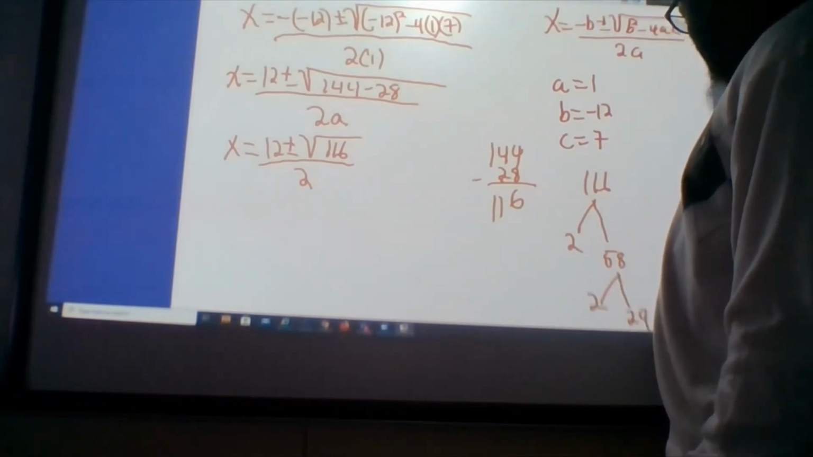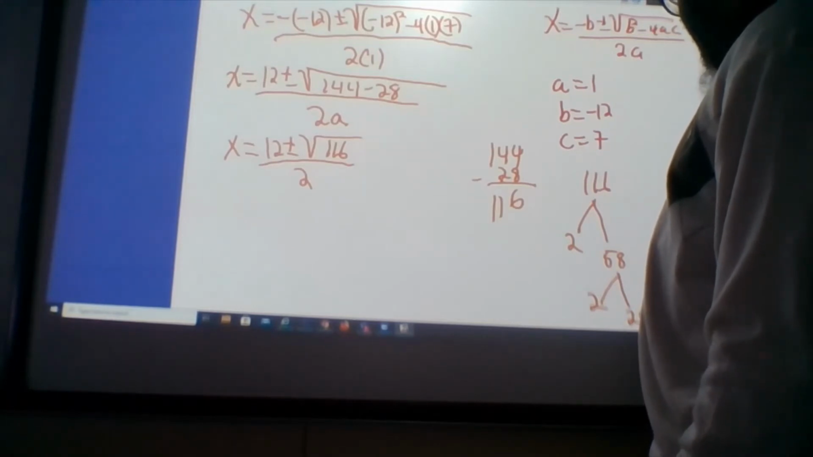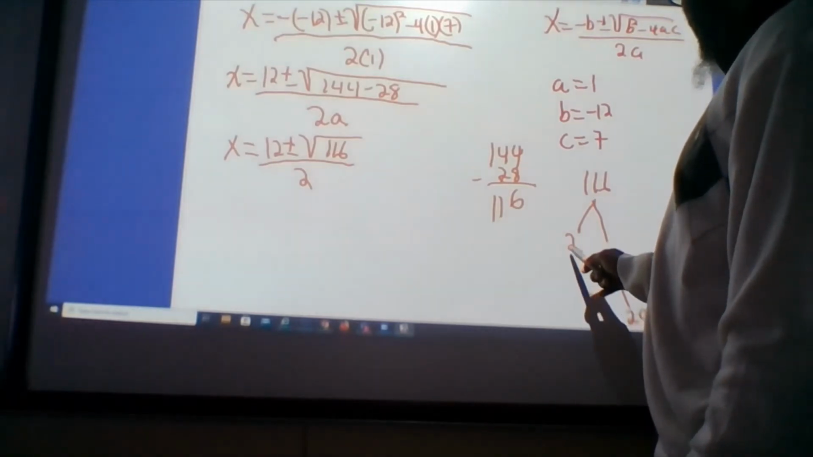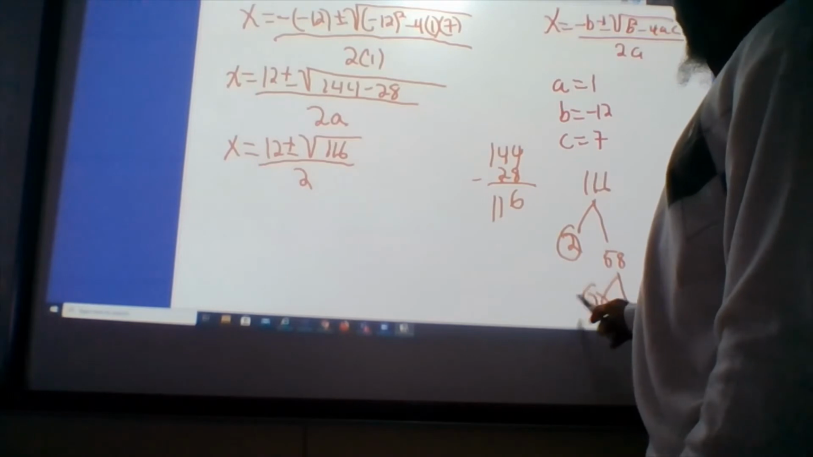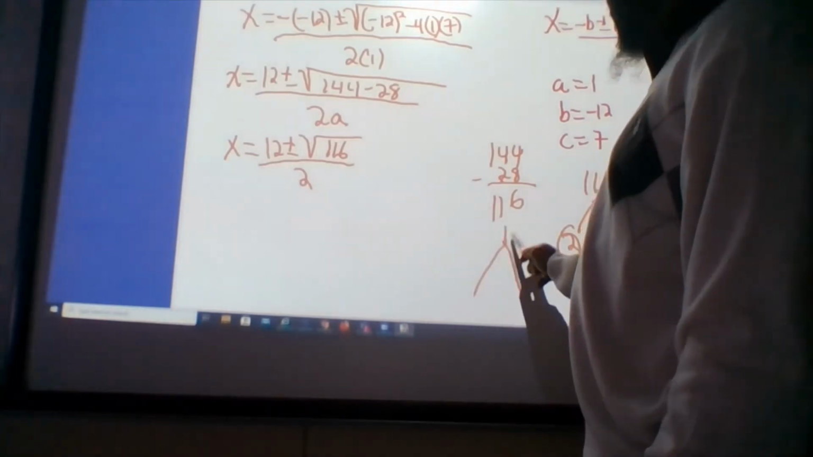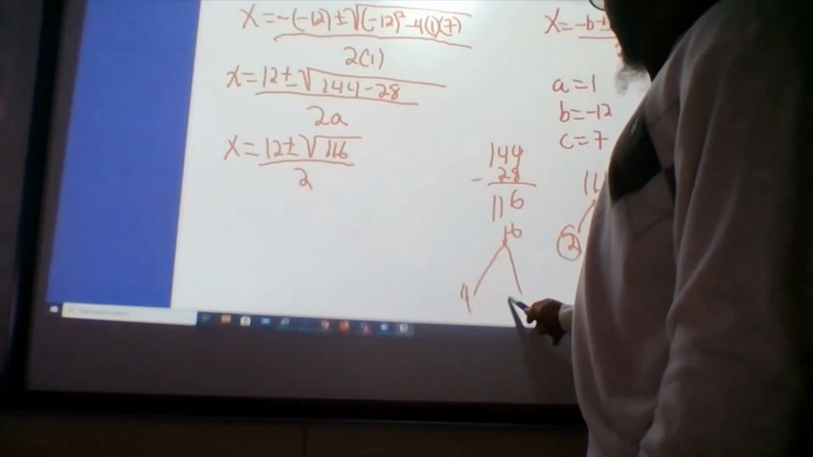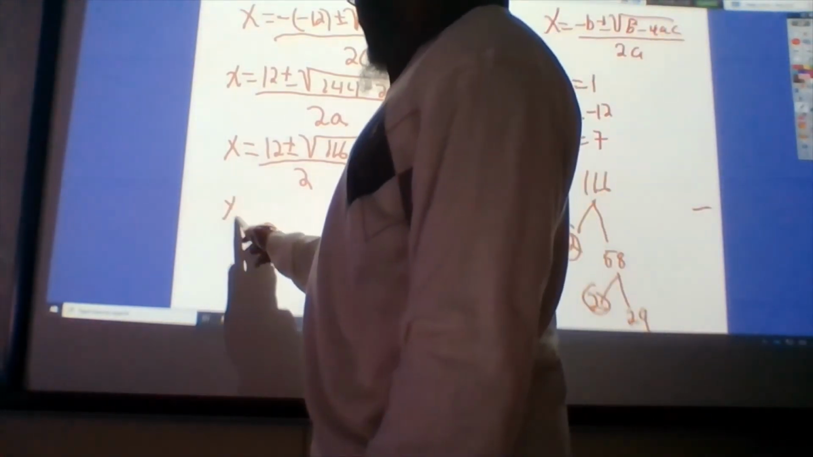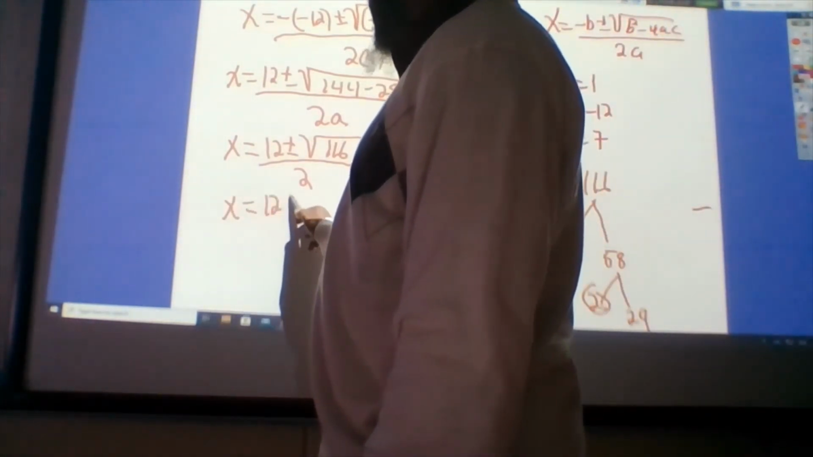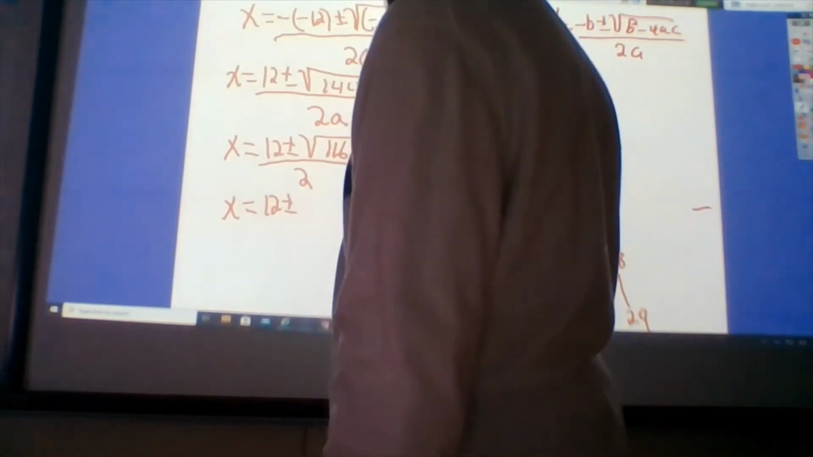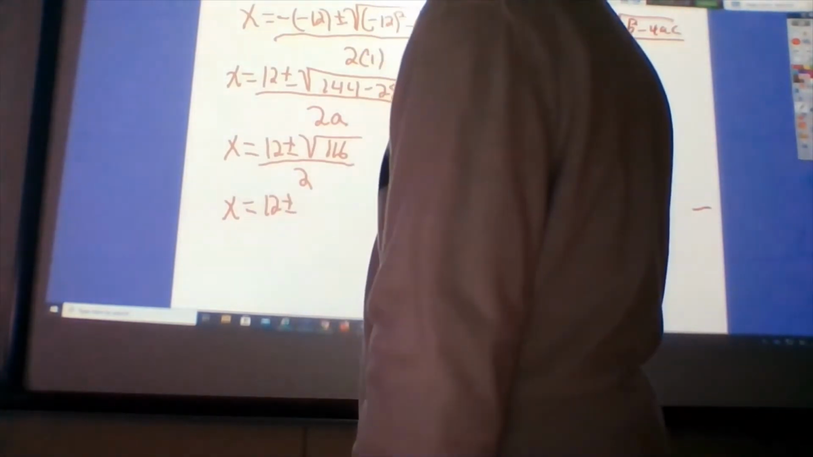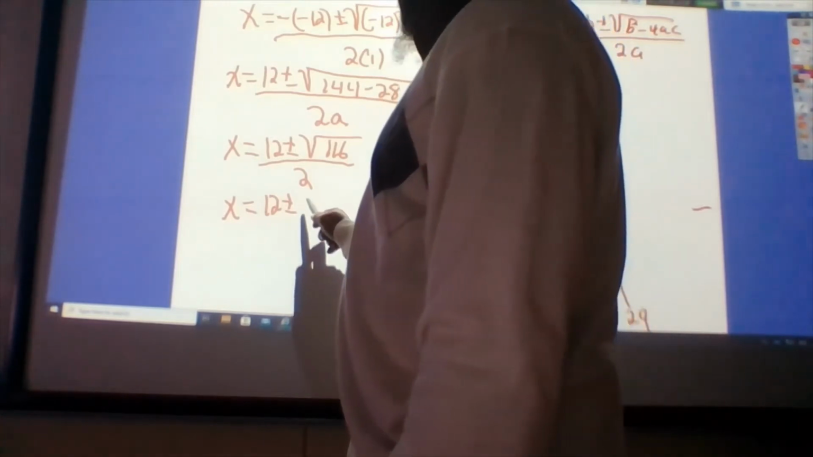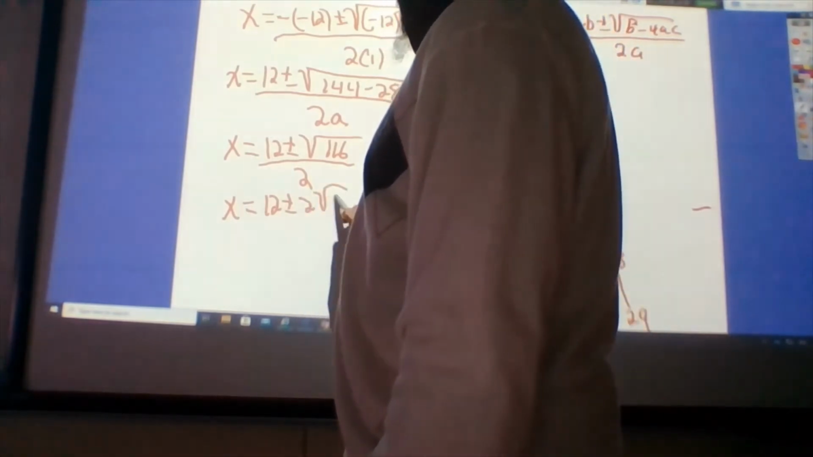So this is going to change to x equals 12 plus or minus, right? The square root of 4 is 2. That gives you 2 square root of 29. And everything has 2 in common, so we can simplify that. That will give you 6, 2 goes into 2, 1, plus or minus root of 29. As you can see, you get the same outcome.